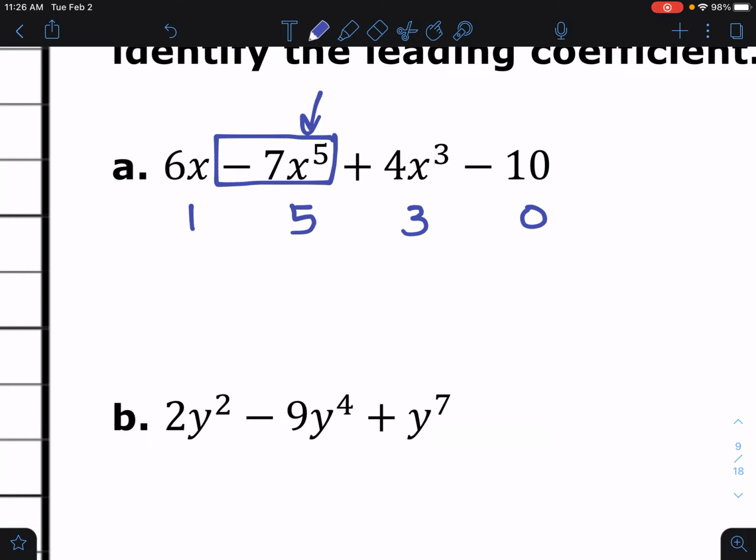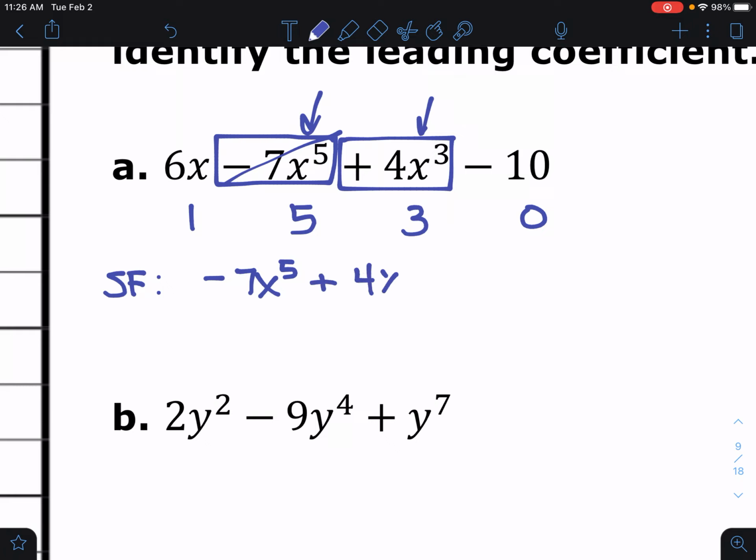So standard form of a polynomial, I'll abbreviate SF. We're going to start with that one. It's going to be negative 7x to the 5th. Okay, so I'm going to cross that out. Now the next biggest one is 3, right? This one right here. Notice I put a box around that with the sign in front of it. So I'm going to write plus 4x to the 3rd. That's next. I've used that. Cross it out.